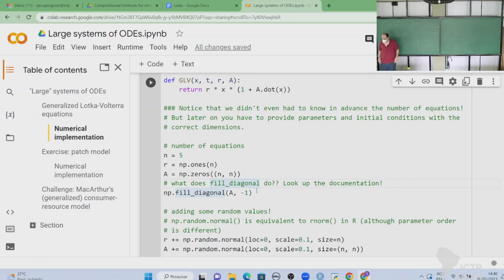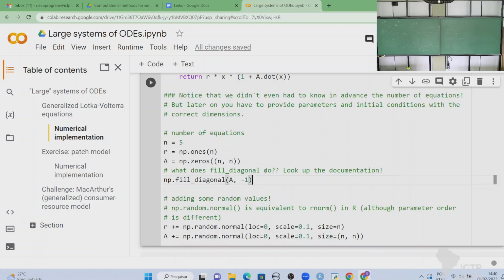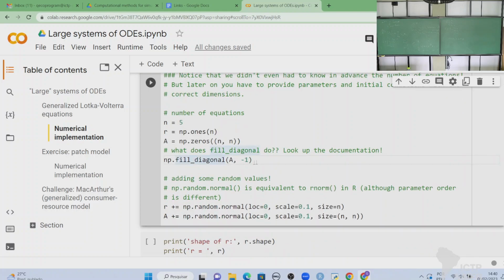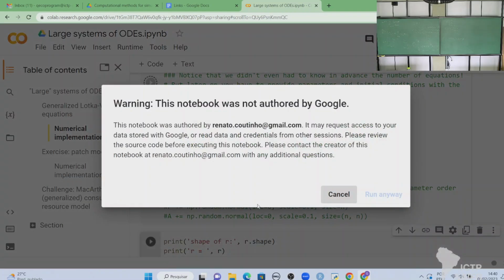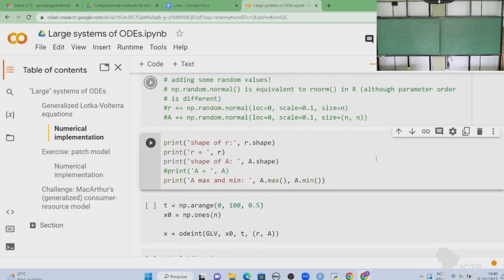So I take this matrix filled with zeros, and there's a very convenient function called fill_diagonal. I take the matrix A and set all of its main diagonal to -1, okay? If you want to see more details, I recommend typing help fill_diagonal to see exactly how it works. And before doing that, let me run this and see what comes out, okay?